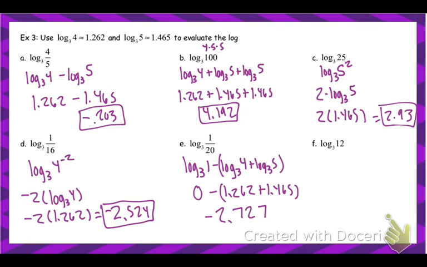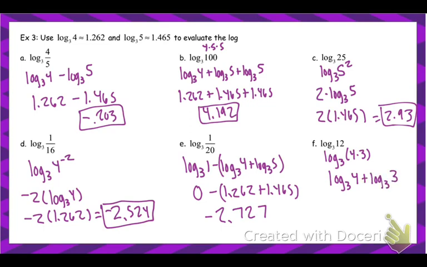All right, the last one is a little bit harder to see, because if you think about just 4 and 5, it's kind of hard for me to get to 12. Well, let's look at what we know. We know log base 3 of 4. Well, 3 times 4 is 12, so I can rewrite this as log base 3 of 4 times 3. So I can separate that into log base 3 of 4 plus log base 3 of 3.